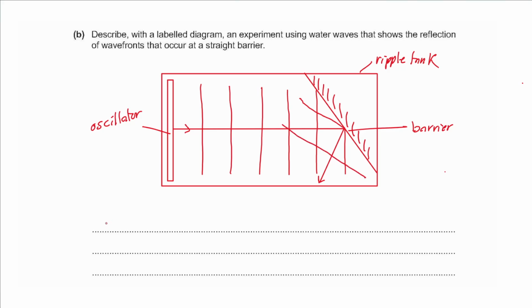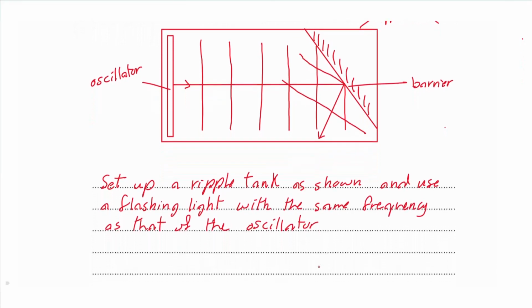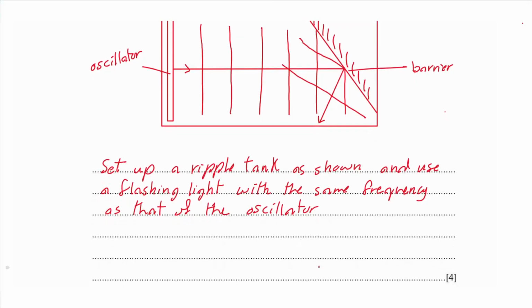We can say under the diagram, set up a ripple tank as shown, and use a flashing light or a strobe light with the same frequency as that of the oscillator. That will cause the shape of the wavefronts to appear as if they are not moving, so that the wavefronts appear to be not moving.